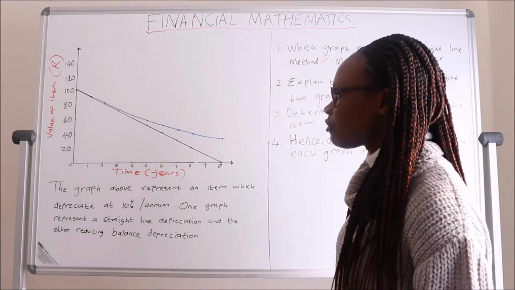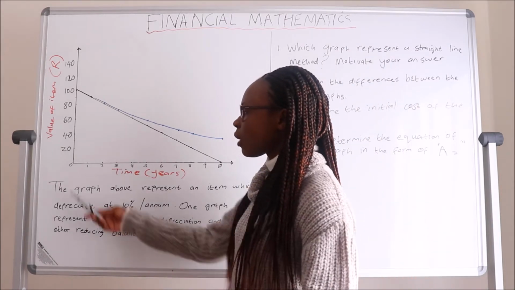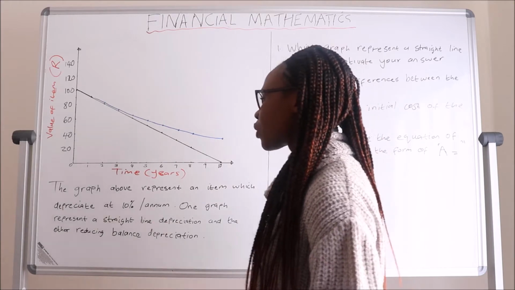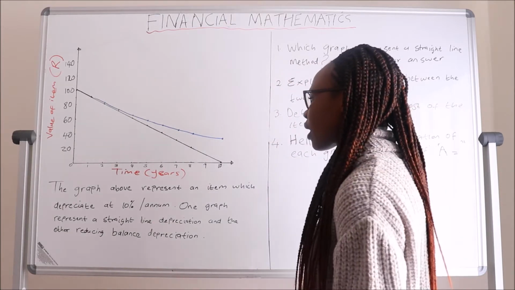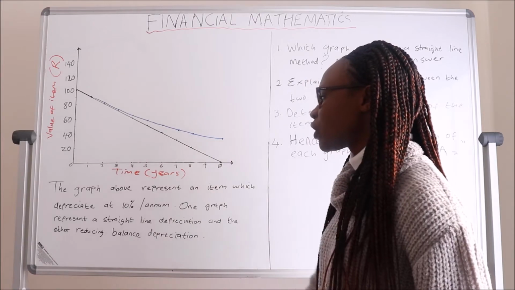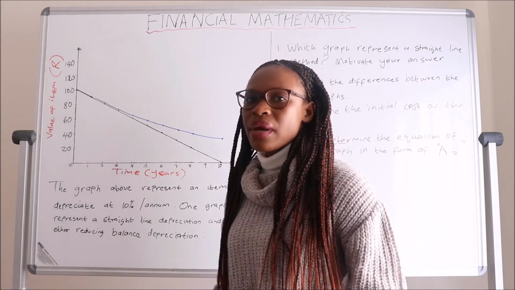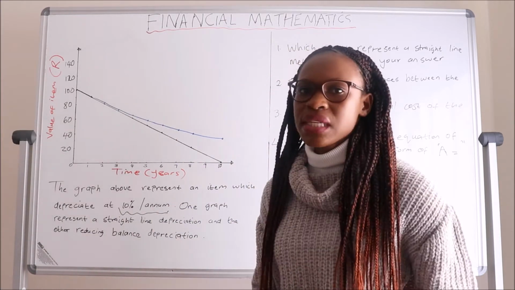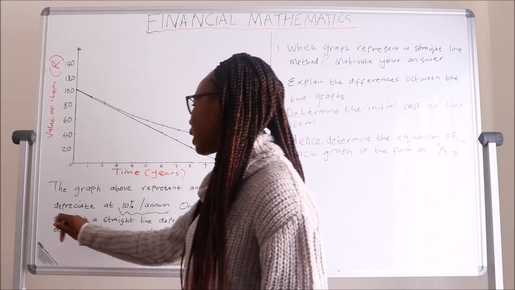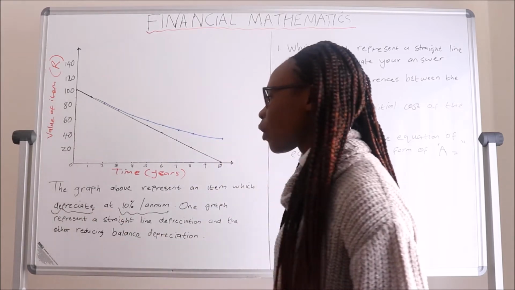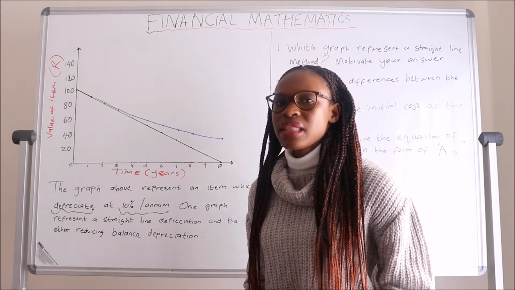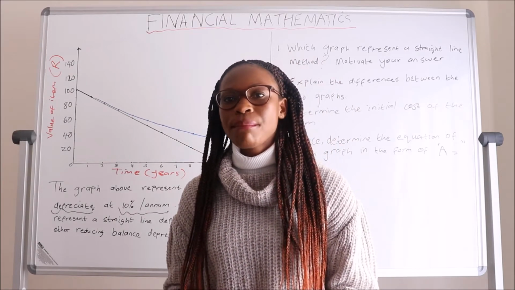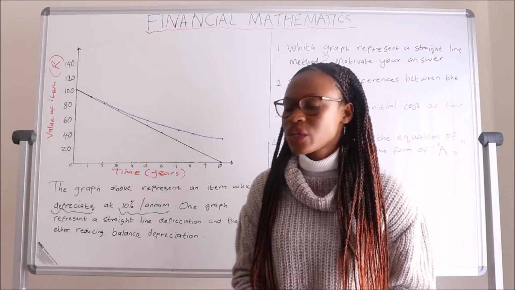Here we have a graph where the y-axis represents the value of items in rands, and the x-axis represents the time in years. The graph represents an item which depreciates at 10% per annum. Remember, in this case, we are given the interest rate, which is 10% calculated per annum, and we are told that this item which has been bought is depreciating over time. That means that in our equation we'll be using a simple decay or a compound decay depending on which method we are going to use.